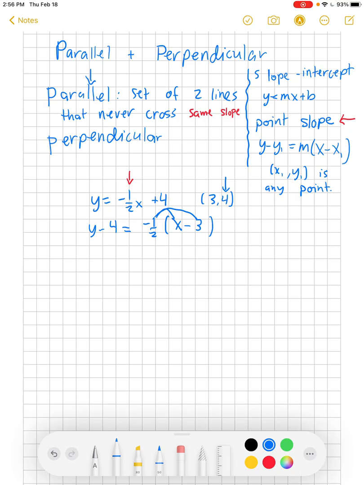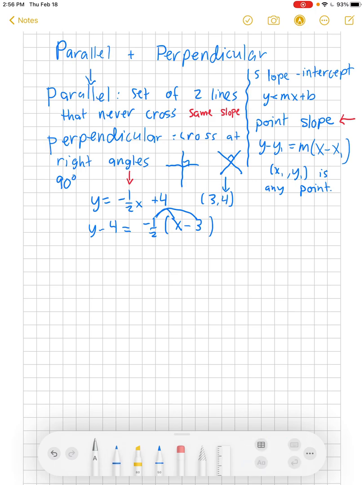Now, perpendicular lines are a set of two lines that cross at right angles. Right angles look something like this or like this. The most important thing is that they cross at 90 degrees. 90-degree angles.